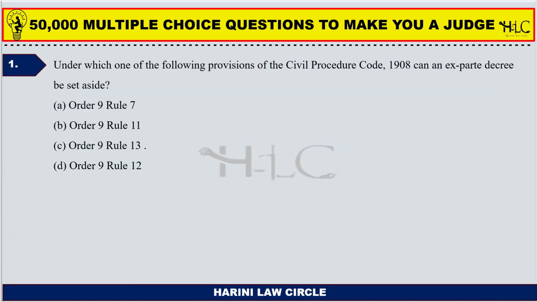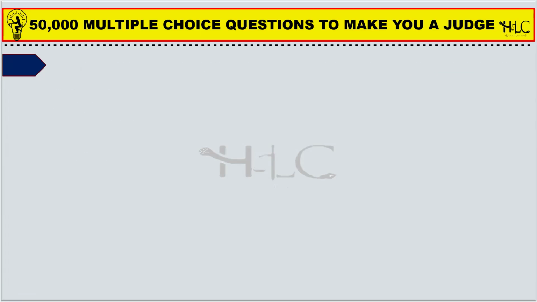So without wasting much further time, let's move to the first question. Under which one of the following provisions of the Civil Procedure Code 1908 can an ex parte decree be set aside? Order 9, Rule 7, Order 9, Rule 11, Order 9, Rule 13, Order 9, Rule 12. I'll give you 3 seconds to think about the answer, and if you're not sure about it, I'll give you the answer. Okay. So the answer for this question is option C, Order 9, Rule 13.